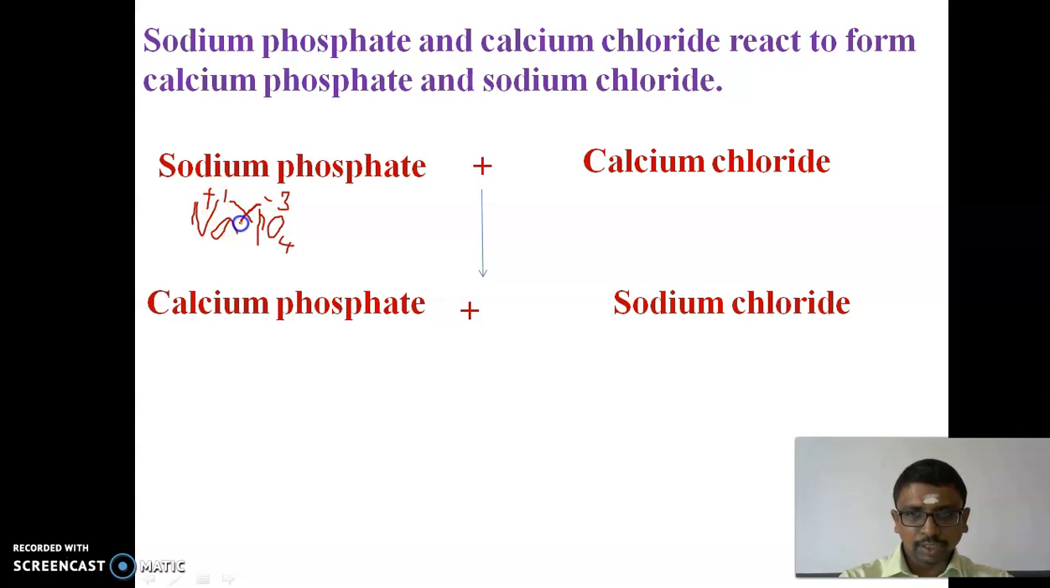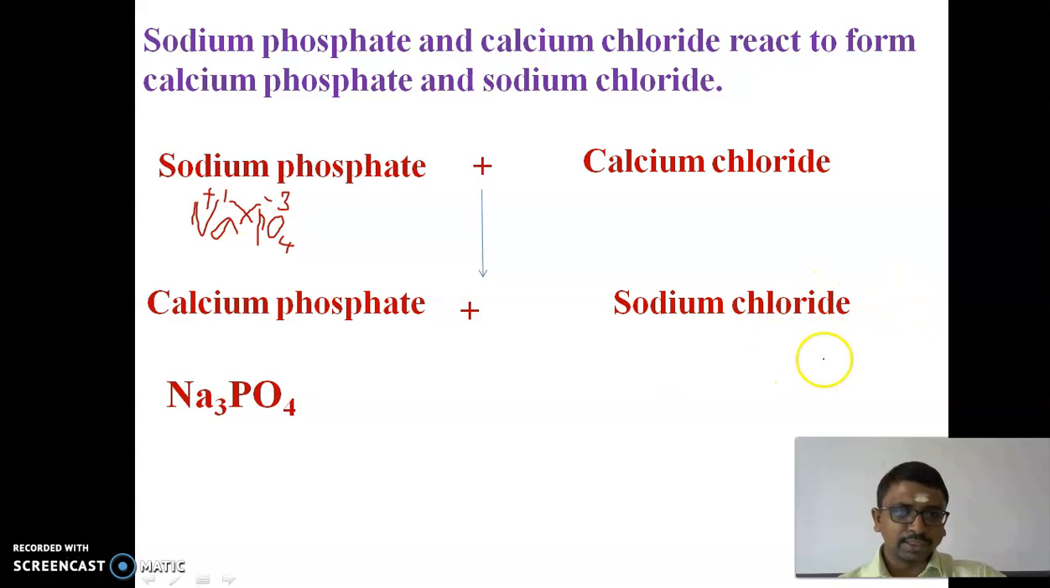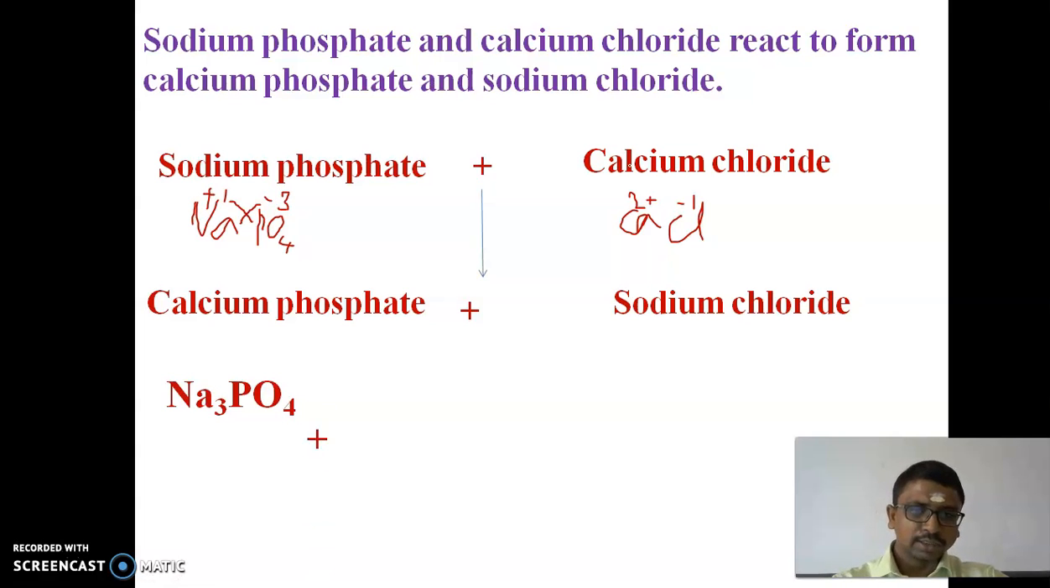We have to apply the crisscross method. So for sodium, the 3 will come in the subscript. For phosphate, sodium has +1, so phosphate stays PO4. So finally, the formula for sodium phosphate is Na3PO4. And next is calcium chloride. What is the formula for calcium, children? Ca. What is the valency? 2 plus. And what is the formula for chloride? Cl. What is the valency? -1. So what is the formula for calcium chloride? CaCl2.